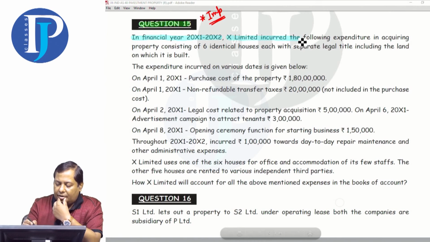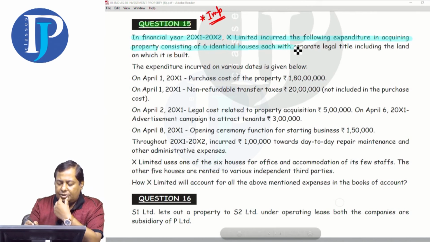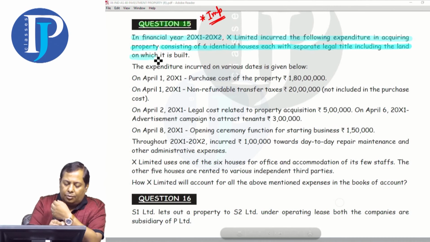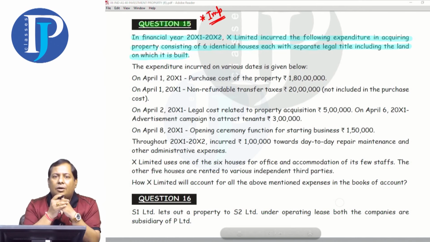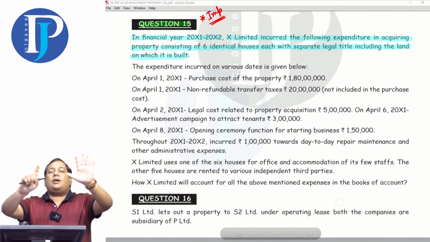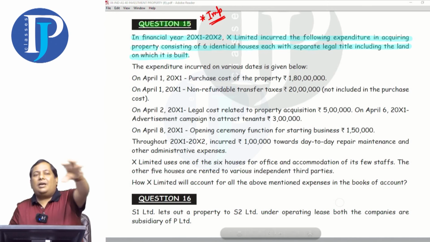X Limited incurred the following expenditure in acquiring property consisting of 6 identical houses, each with separate legal title, including the land on which it is built. What does this question mean? The particular question simply wants to tell us that they have bought a property in X1, X2, and that property has 6 houses that are made in a similar way. So you have bought an area, right? And within that area, 6 houses are built.